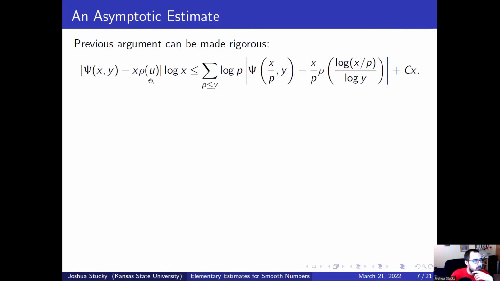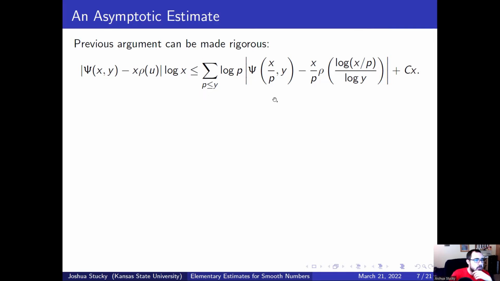So that if I look at the difference between these two things, which I expect to be the asymptotic main term, times log x, this is bounded by log p times this big expression, and then plus an error term, which is some constant times x. The constant here doesn't matter too much. It's just some implied constant. But this constant right here is genuinely 1. You can take it to be 1.